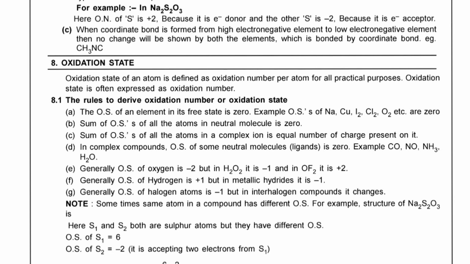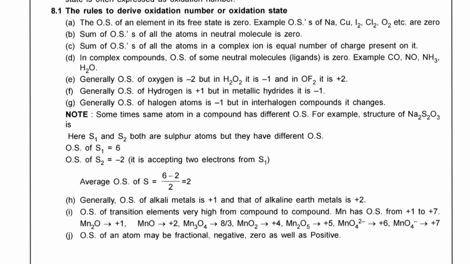Oxygen shows -2 in all its compounds, but in peroxides it has -1, and in OF2 it has +2 oxidation state. Hydrogen has +1 oxidation state, but in metal hydrides it has -1. I wrote the structure for Na2S2O3; this is the explanation.